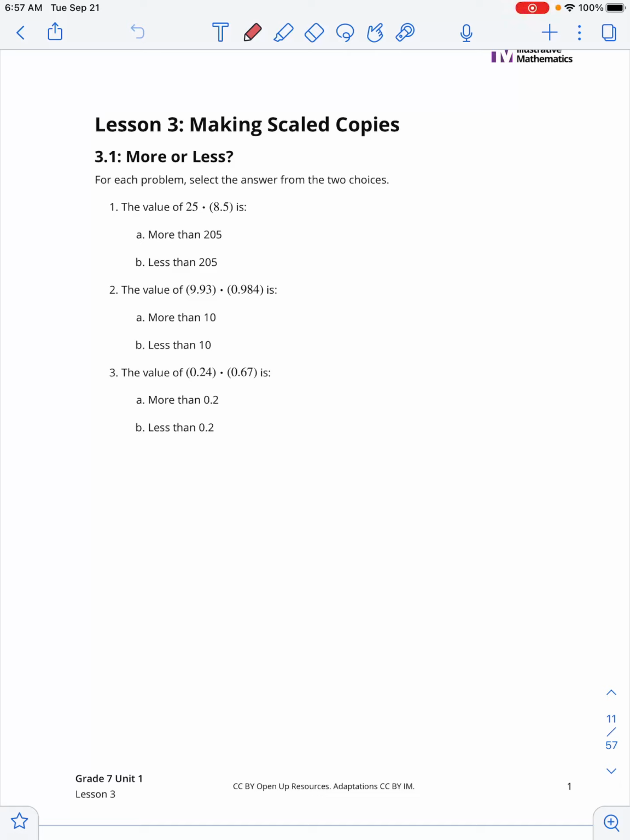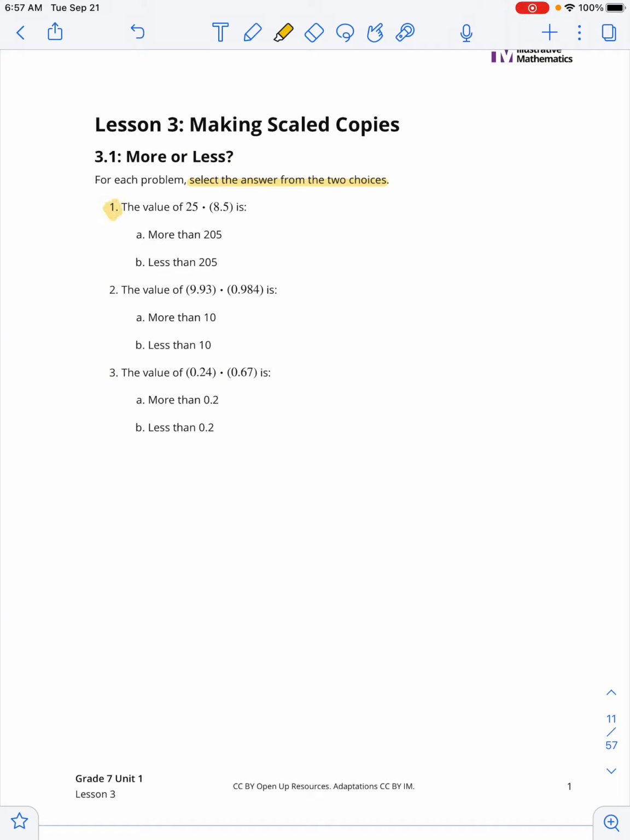In today's class, we worked on Unit 1, Lesson 3, making scaled copies. The first thing we worked on was Activity 1, more or less. The directions say, for each problem, select the answer from the two choices. Go ahead and pause this video and really focus on question 1.